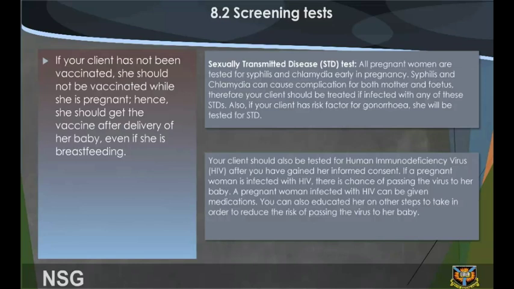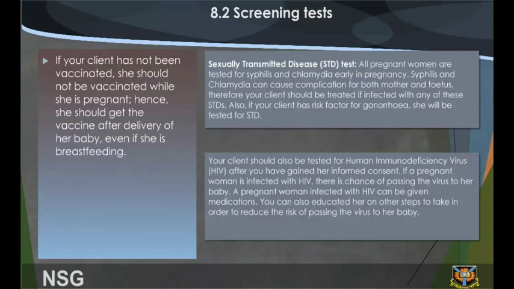Your client should also be tested for human immunodeficiency virus after you have gained her informed consent. If a pregnant woman is infected with HIV, there is chance of passing the virus to her baby. A pregnant woman infected with HIV can be given medications.